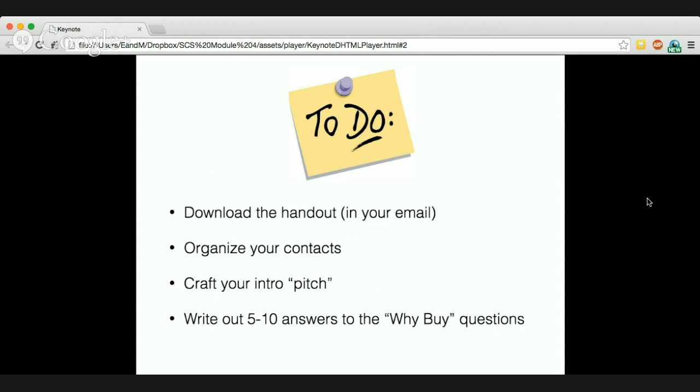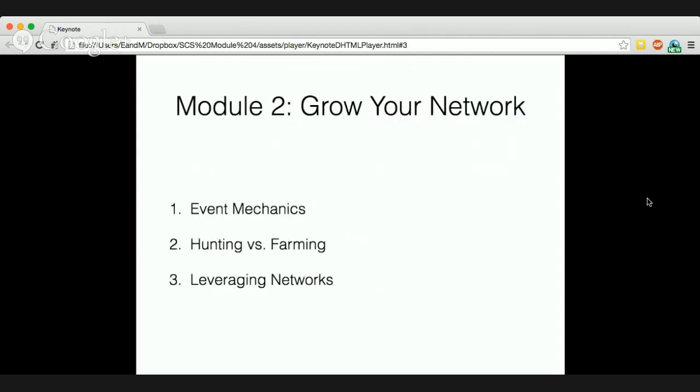Craft your intro pitch, the answer to the question, what do you do? And write out 5 to 10 questions for each of the why buy questions. Module 2 was about event mechanics, what to do at the event, the differences between hunting and farming mentality, and expanding and leveraging your networks.